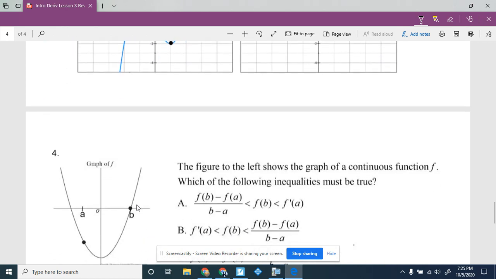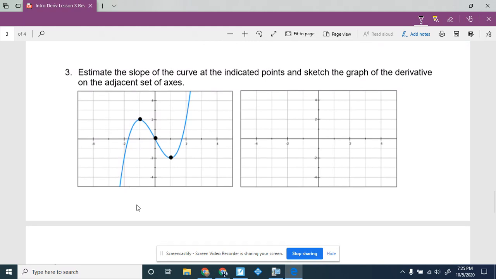All right, let's take a look at this. I got a couple more questions. Estimate the slope of the curve at the indicated points and then sketch the graph of the derivative. So let's call this thing y equals f of x. Let's give it a name. And let's estimate the slopes at these different values. So notice I particularly gave you these two on purpose, right? What do you think the slope of that tangent line there would be? Hopefully you're saying 0.